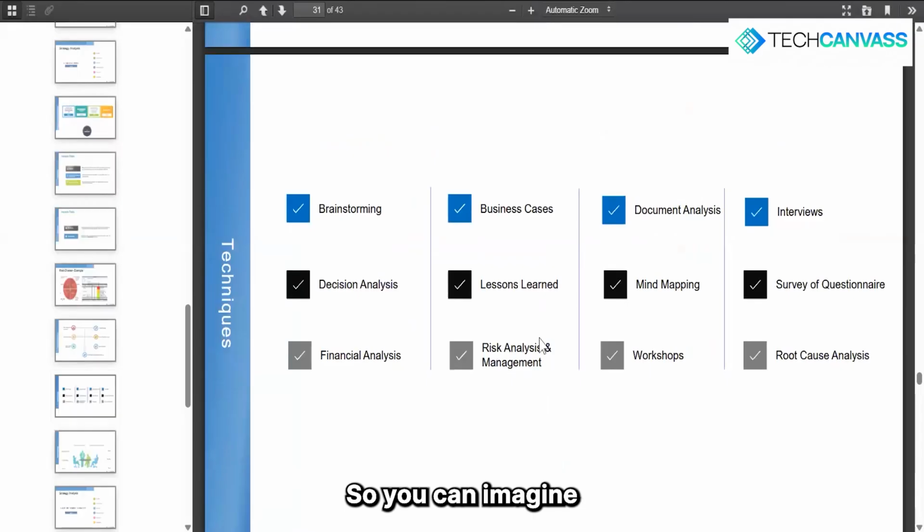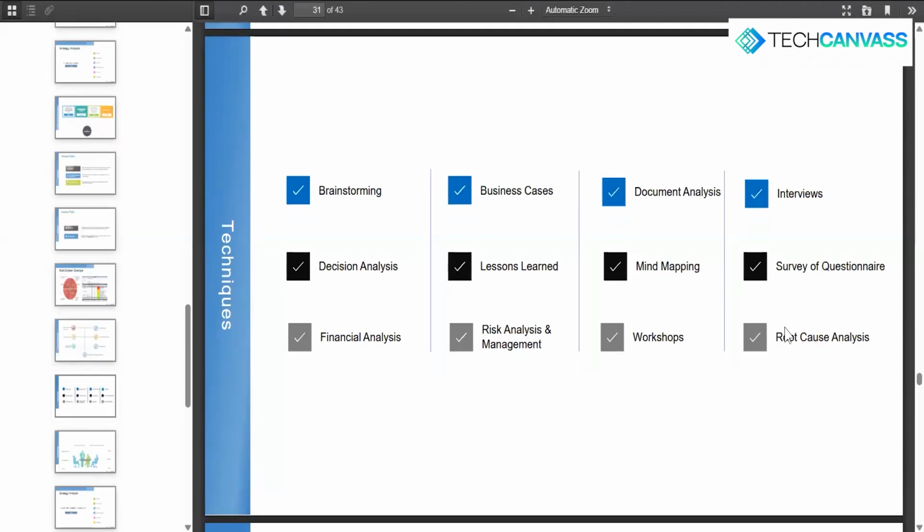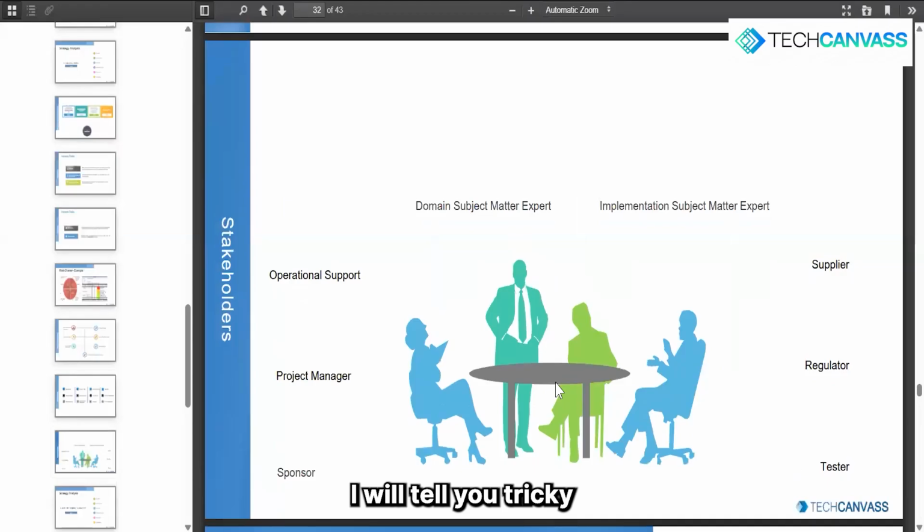All the techniques. You can imagine this is an obvious one: risk analysis and management, financial analysis for dealing with risks related to finances, root cause analysis to identify the root cause of a risk. You may use this technique. These are the stakeholders. I'll give you a mnemonic for this. Whenever a risk happens, it really disrupts everything. So the way to remember this is O and disrupt. The remaining is disrupt. O for operational support, domain SME, T for tester, I for implementation SME, S for supplier, and so on.